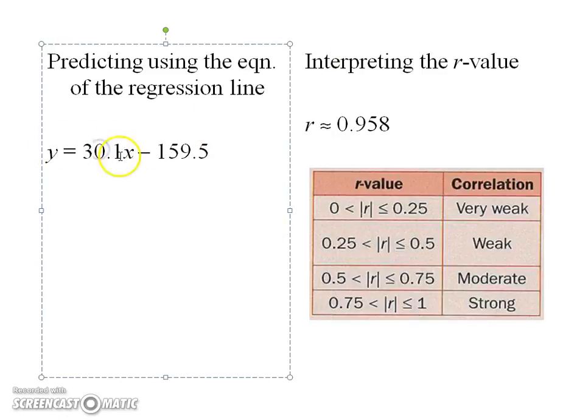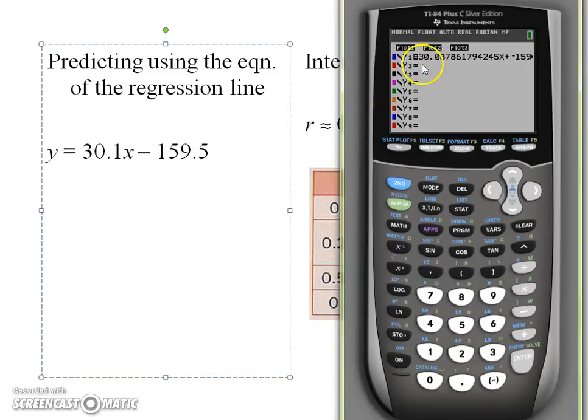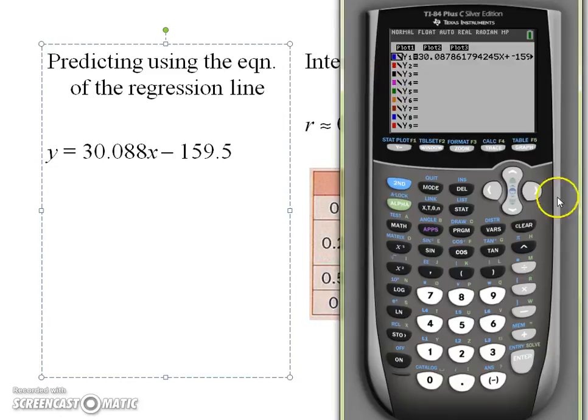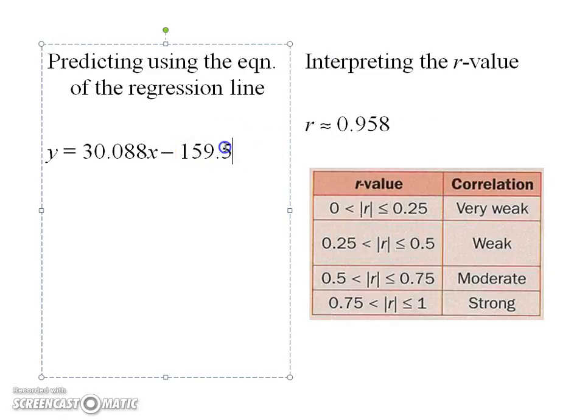Alright, so I'm going to change this a little bit. That should be 30.088, to 3 decimal places. And then this will be, for example, negative 159.474.